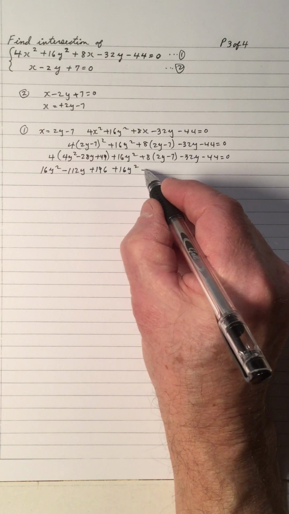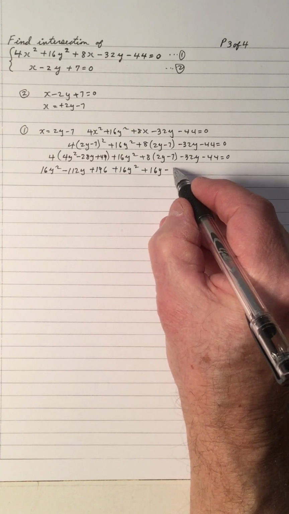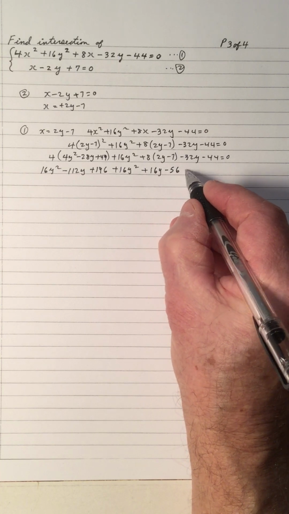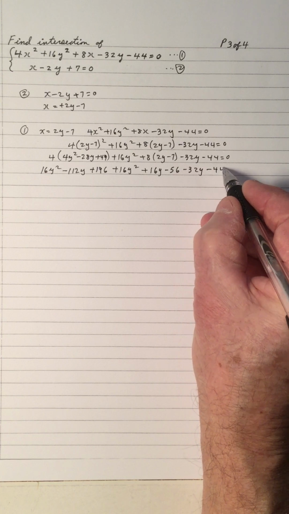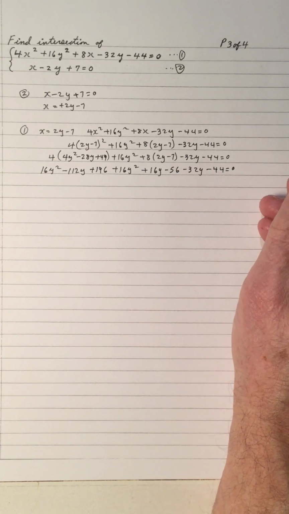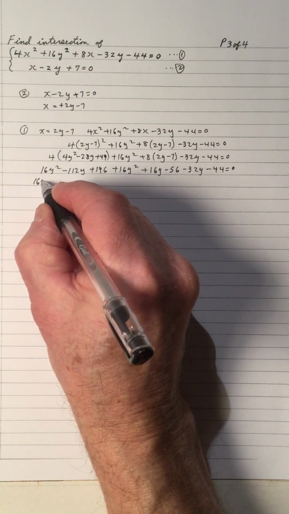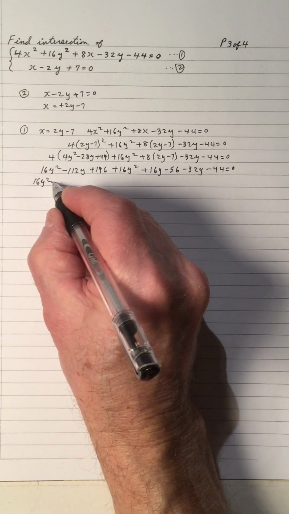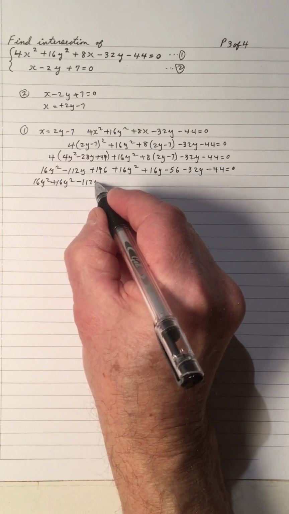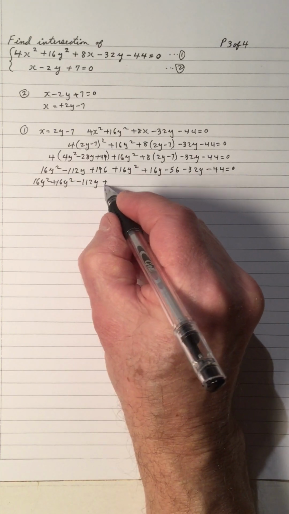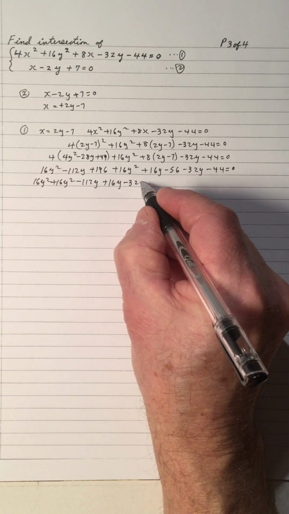Plus 16y squared. 8 times 2y minus 7 is 16y, minus 56, minus 32y minus 44. Now we'll group all the terms together. So let's go 16y squared plus 16y squared minus 112y plus 16y minus 32y.